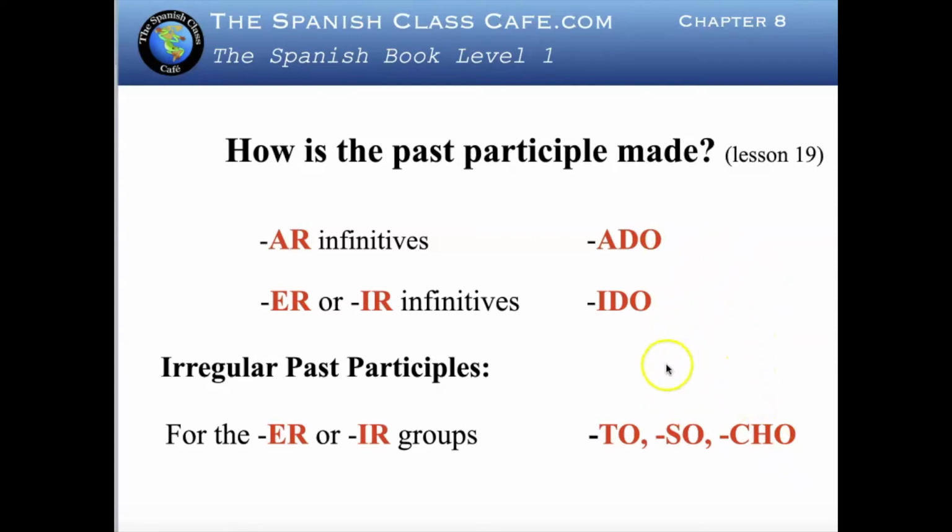Now, notice that all of them end in an O. It's because they also work as adjectives. If the adjective needs to be masculine, we keep the O, but if it needs to be feminine, we change the O for an A. Then you can look and see if you find any word ending in ado, ido, to, so, cho, and you will know that it's either working as a past participle in one of the perfect tenses or as an adjective, and you do need to change the O for an A.